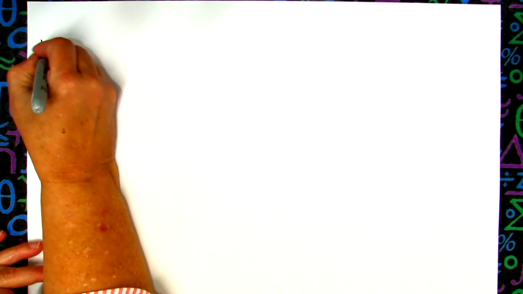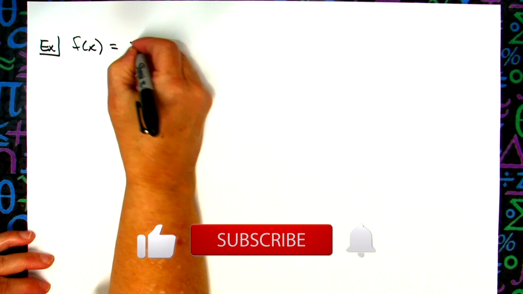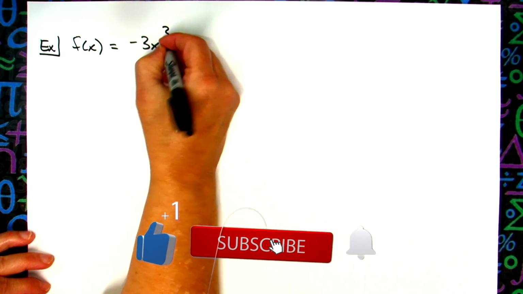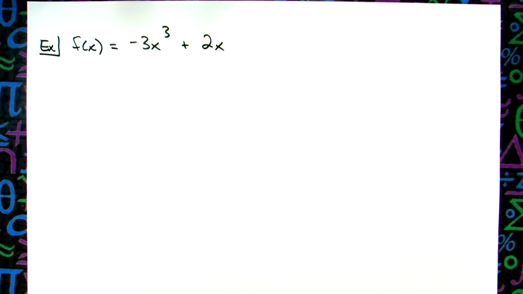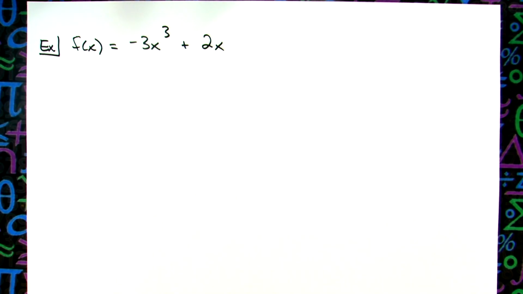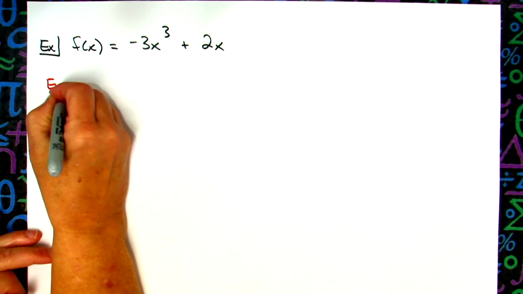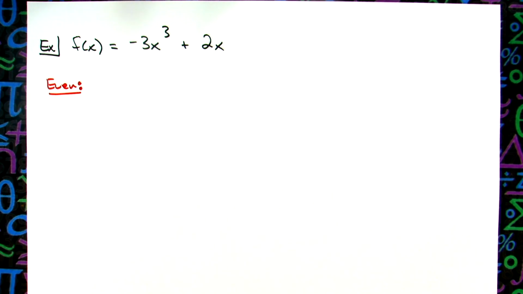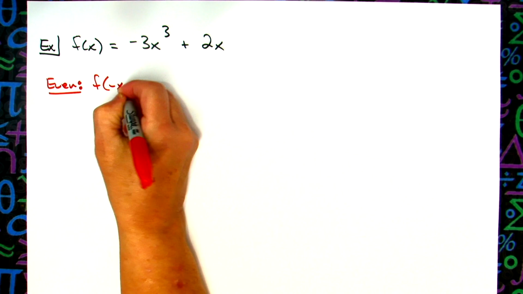For our first one, let's suppose they give you the function f of x is equal to negative 3x to the third plus 2x. The question is, is this function even, odd, or neither? You're always going to test for even first, so I generally write down the word even so that I remember I'm testing for even. The part that I highlighted in the formula was f of negative x.